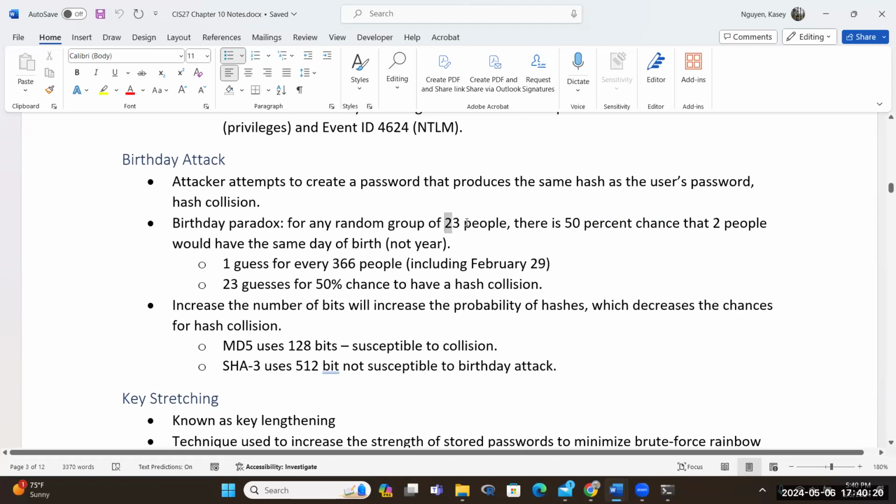Because if you're looking at the 12 months, right, 23 people, that's almost double the amount of the 12 months. And then if you have more people, let's say 50 people, we can safely say that at least two would have the same day in the month. Like let's say the 2nd, doesn't matter April or May, right? But on the 2nd of the month. So the birthday attack is simply looking at random generation of the probability based on the guesses that you would get in the hash collision.